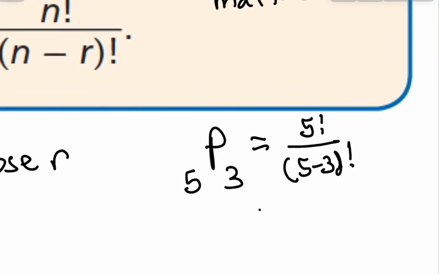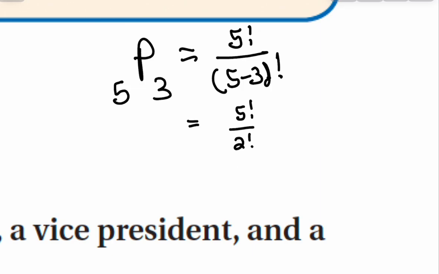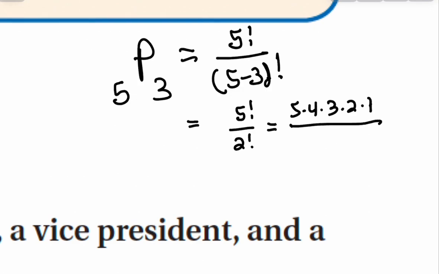Well, 5 minus 3 is 2, so make that a 2. Now, let's mathematically think about what this is, okay? 5 factorial, and because I made them small enough numbers, we're going to be able to write it out, and it'll make more sense. Isn't that 5 times 4 times 3 times 2 times 1? 2 factorial is just 2 times 1. Do you see how those ones cancel? What's left? 5 times 4 times 3. 5 times 4 times 3 is 60.